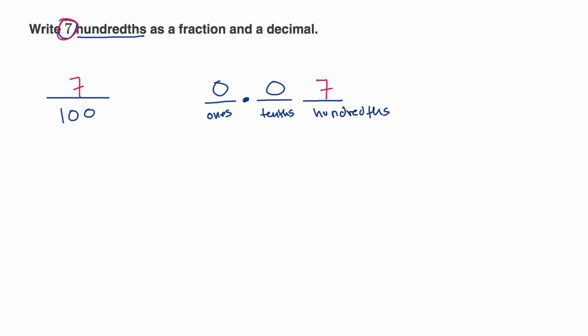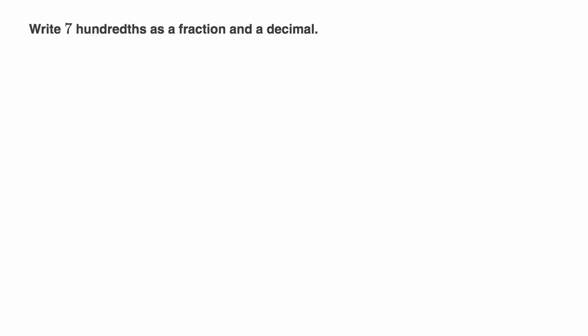And if I wanted to just write it a little bit cleaner, I could just write no ones, no tenths, and 7/100ths. I said it the last time like a normal person. Let's do another example.